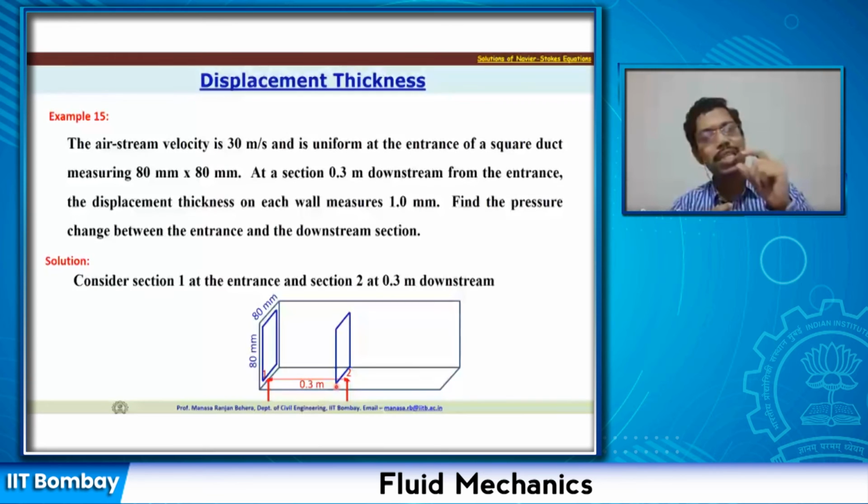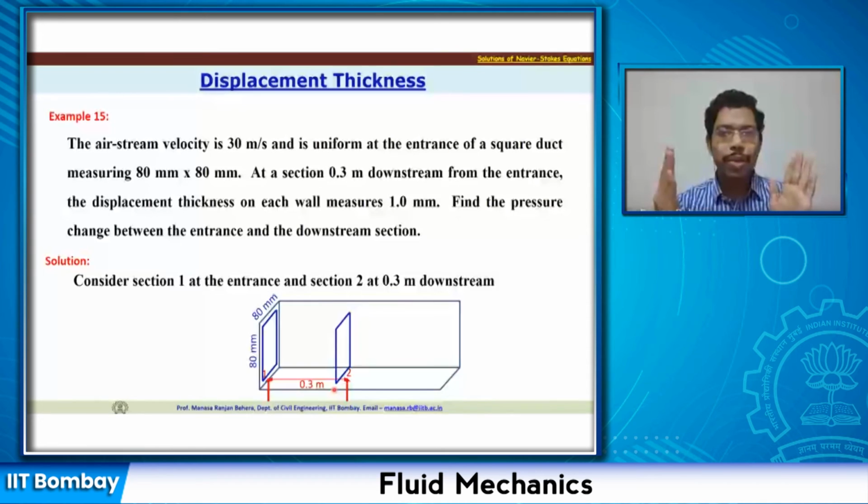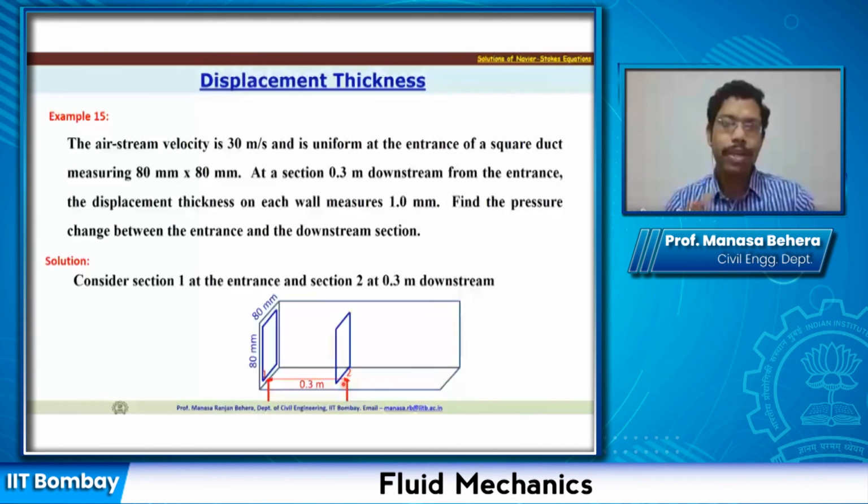By the displacement thickness from all sides. Okay, so your displacement thickness is given as 1 mm. So the overall dimension has reduced by 1 mm from all sides. Instead of 80 mm by 80 mm, it will become 78 mm by 78 mm effective flow area with a free stream velocity. Okay, so that's the idea.